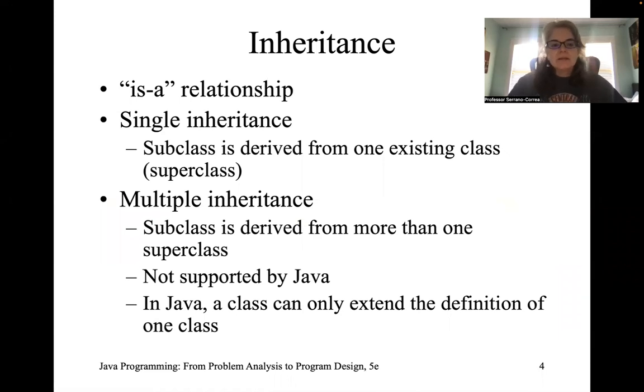So inheritance is a relationship. So I can create a class, and that's called my superclass. And then the superclass can create a subclass that inherits from the superclass.